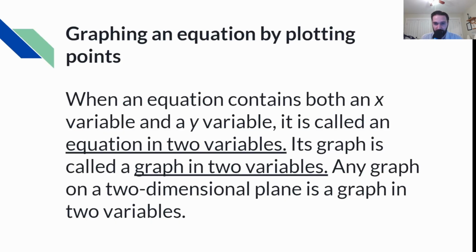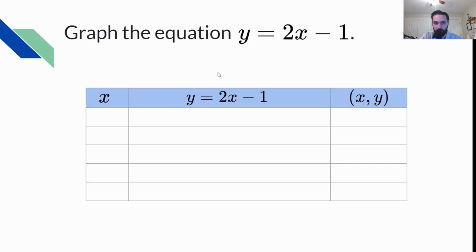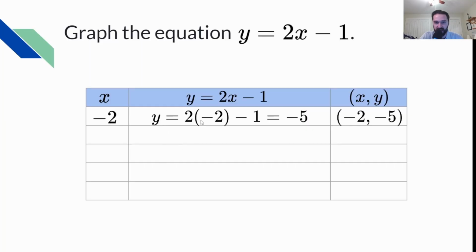So an equation has a related graph. We can graph points and then connect those points to show a visual representation of an equation, which is pretty cool. Here we're asked to graph the equation y equals 2x minus 1. To do that, one thing we can do is plot a bunch of points and then connect the dots to form a picture. So let's try out some x values to plug in here and see what comes out for y.